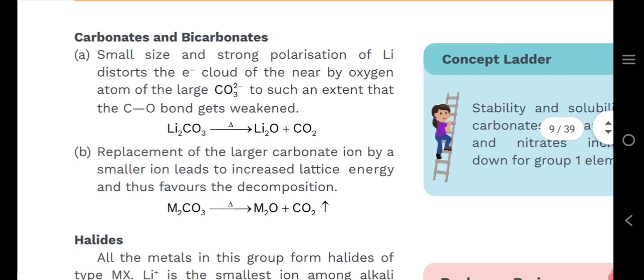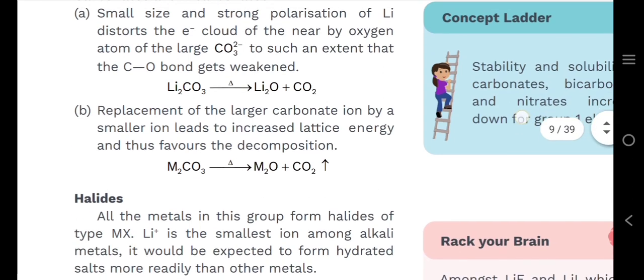Carbonates and bicarbonates: small size and strong polarization of lithium distorts the electron cloud of the nearby oxygen atom of the large CO3 2-negative ion to such an extent that the C-O bond gets weakened. Li2CO3 on heating gives Li2O plus CO2. Replacement of larger carbonate ion by a smaller ion leads to increased lattice energy and thus favors the decomposition. M2CO3 on heating gives M2O plus CO2 gas.